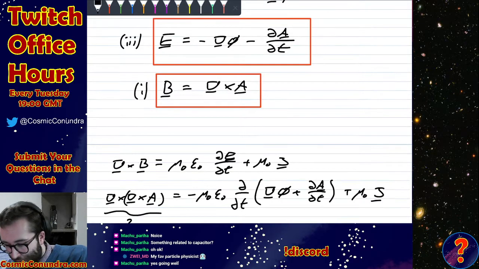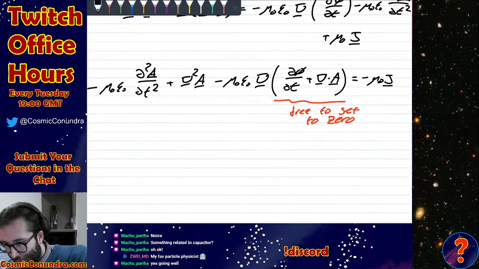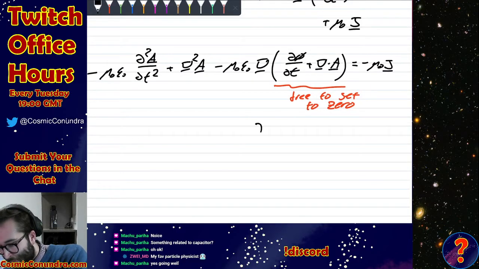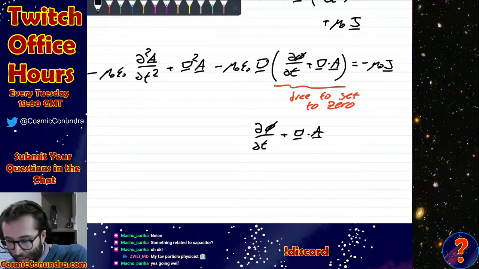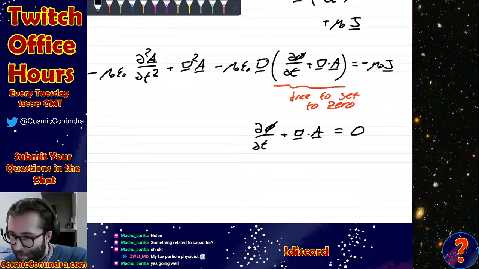And if you can show that with this freedom, such that you don't change the E and B fields, you're allowed to set this quantity here, d phi dt plus divergence of A, equal to 0. Okay. So I'm setting this quantity to 0. I don't have to set it to 0. It's a freedom to set it to 0 by this gauge invariance, but it doesn't necessarily have to be 0.